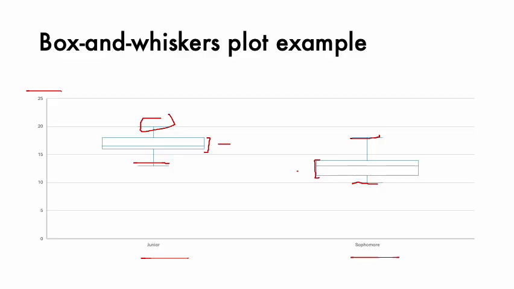We can also see where the mean is. So the mean is around, looks like a 16 or 17. Obviously, adding numbers to this would help, but you can see how it's set up for the juniors and the sophomores. We've got a lower mean, maybe around 13 or 14 for our sophomores.